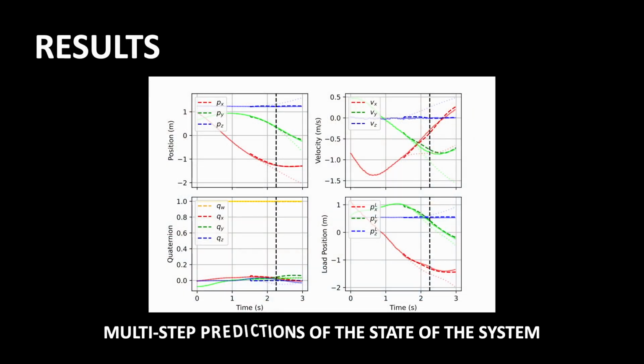Here, we show the predictions of the state of the system for a single sequence of the test set. The time series predicted by the network are depicted in dashed lines over the expected values in solid lines. The time series predicted by the dynamics model are depicted in dotted lines. For comparison, the vertical dashed lines denote the prediction horizon of 25 time steps used during training.